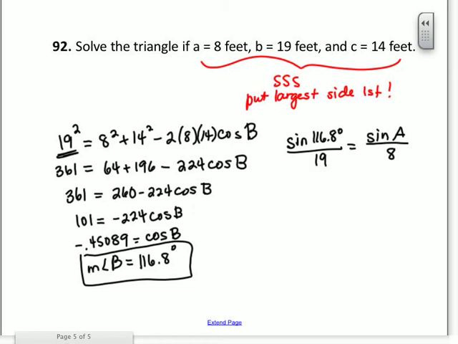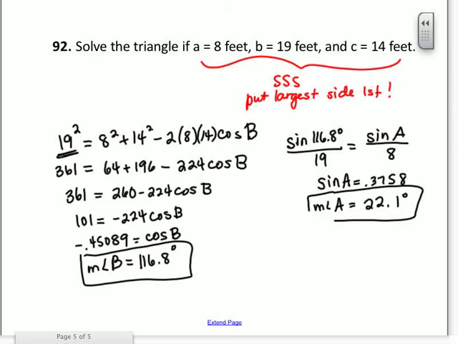So we do sine of that answer divided by 19. And right now I have 0.0469. Now I'm going to multiply my 8 over. So times 8. So you get sine of a is equal to 0.3758. Do inverse sine of your answer. You guys with me? You get a is equal to 22.075, so we'll say 22.1 degrees. So again, that's measure of angle A.